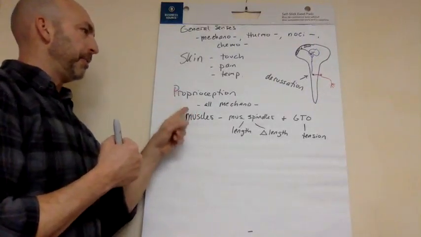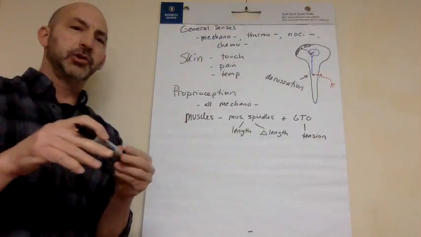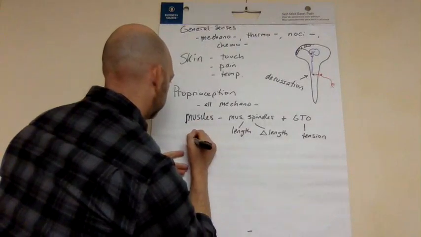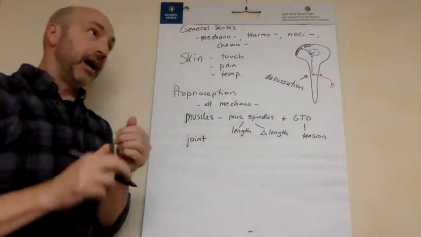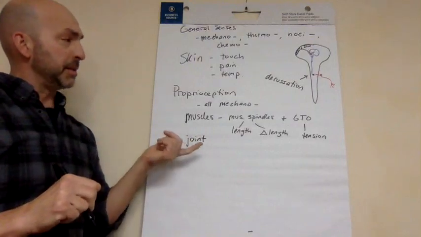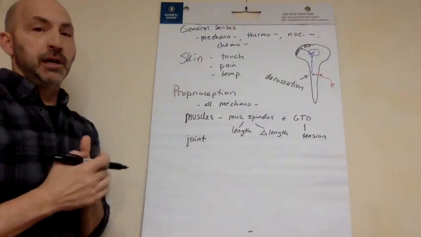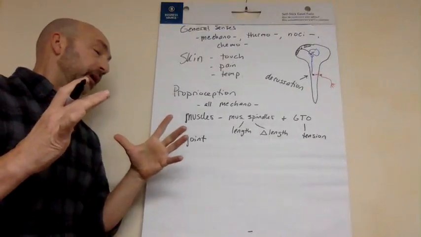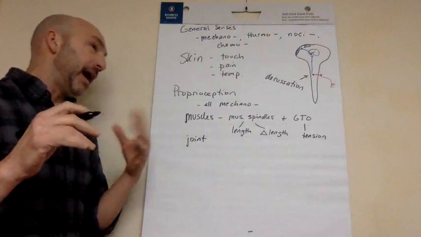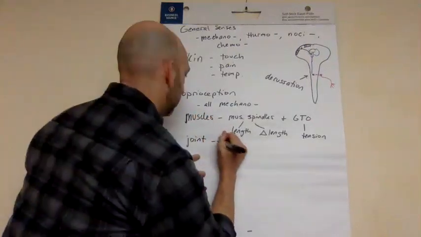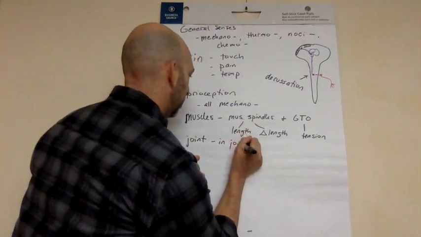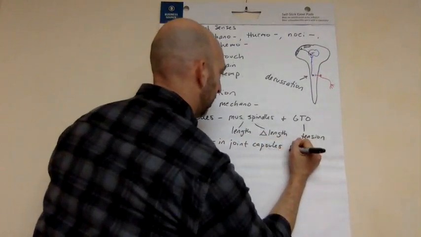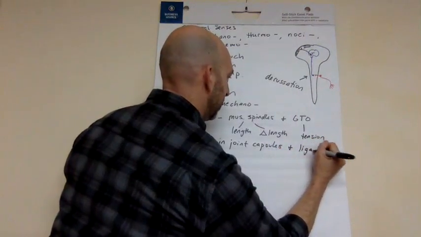With regard to proprioception of the limbs, we also have joint receptors. Now, these have specific names, and actually they're some of the same names as some of the skin receptors. And these are nerve endings or encapsulated nerve endings that are found in joint capsules and ligaments.